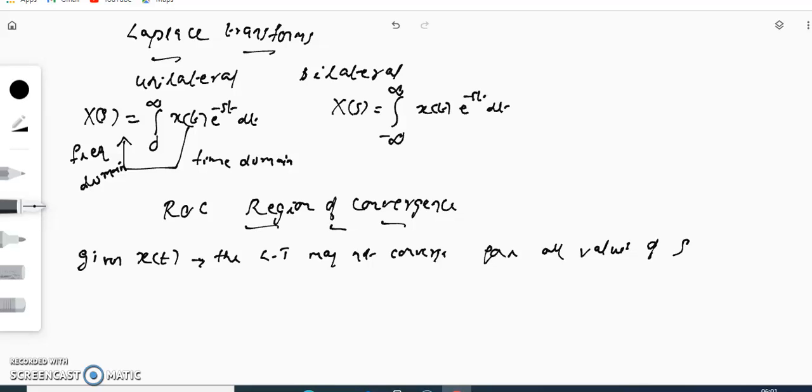convergence. That means you are performing an integration to obtain the Laplace transform, isn't it? So if the output of the integration is a finite value, you can say that your Laplace transform is converging. And that area where it converges is called the region of convergence. Now you are going to find the Laplace transform of some commonly used signals.